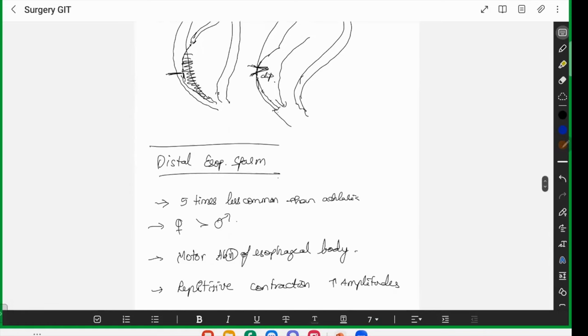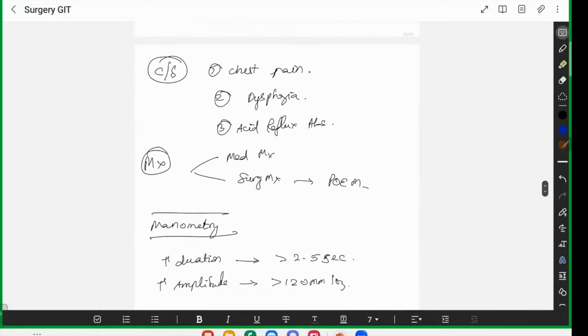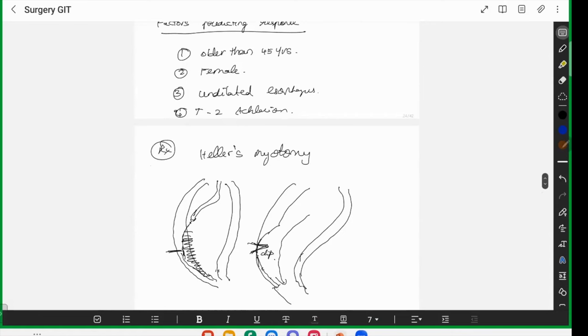Apart from this LES myotomy, you can also go for this POEM. Just write it down. LES myotomy, when do you do LES myotomy? I want you all to remember this: 6 cm proximal to 2 to 3 cm distal.